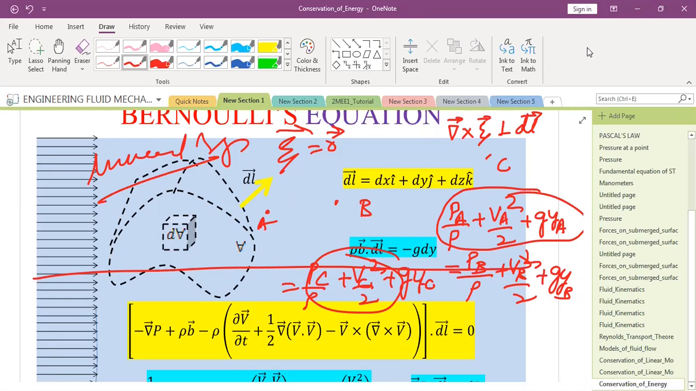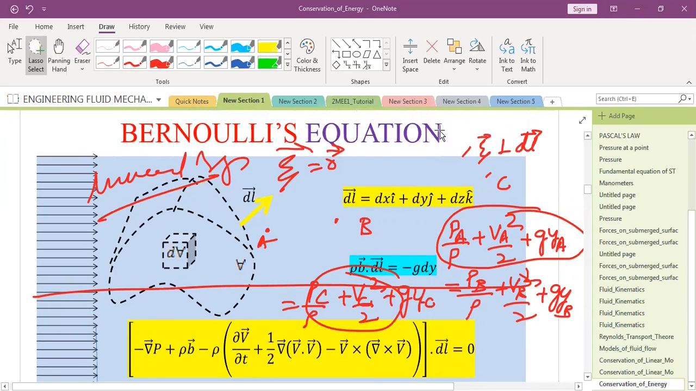Wait for a second. So it is V cross zeta. So V cross zeta is perpendicular to dl. इसका मतलब हुआ अगर ये वेलोसिटी, ये वेक्टर dl के परपेंडिकुलर है, तब ये जीरो आ रहा है.